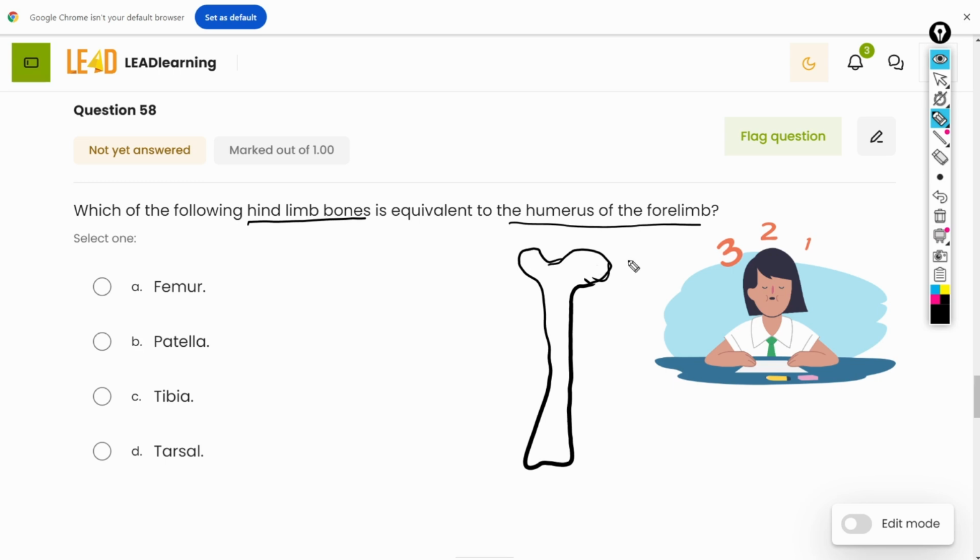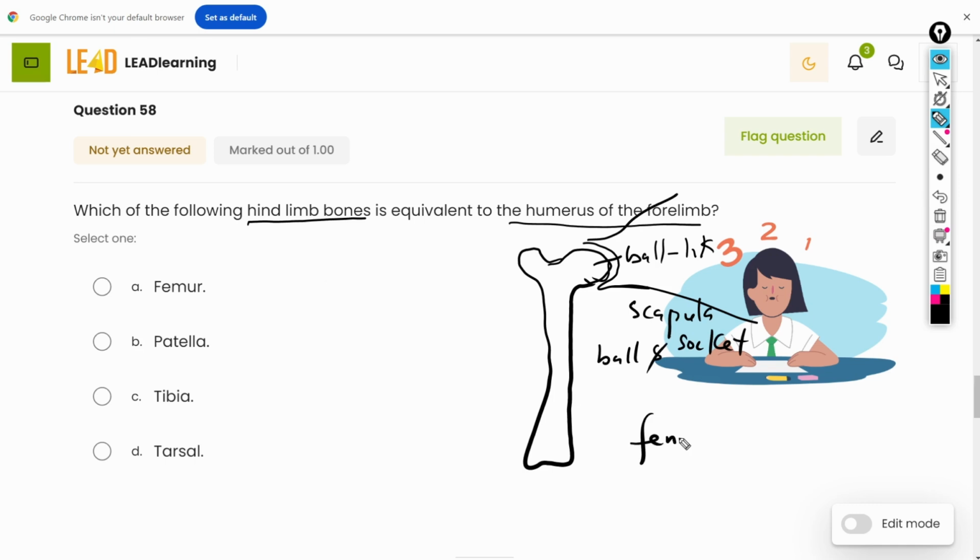This is the ball-like head. The ball-like head allows the head of the humerus to fit into the glenoid cavity of the scapula to form a ball and socket joint. Now, another bone that has a similar structure is the femur, which is the longest bone in the body.